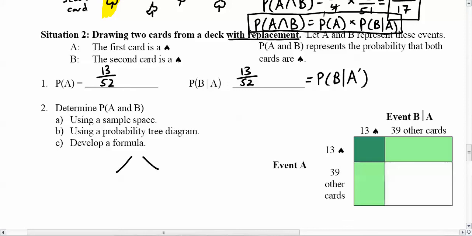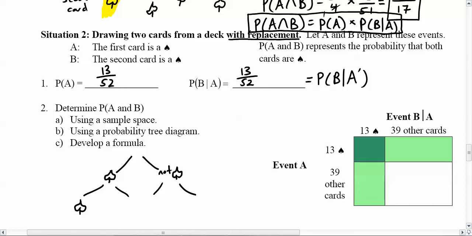So again, if we make a tree out of this, the two possibilities are that you get a spade or not a spade. With a tree diagram, you never want to draw more than two possibilities for each branch. You wouldn't want to draw a branch for spade, diamond, heart, club. Your tree would get really big really fast. So that's why we make it easier by looking at just the two possibilities.